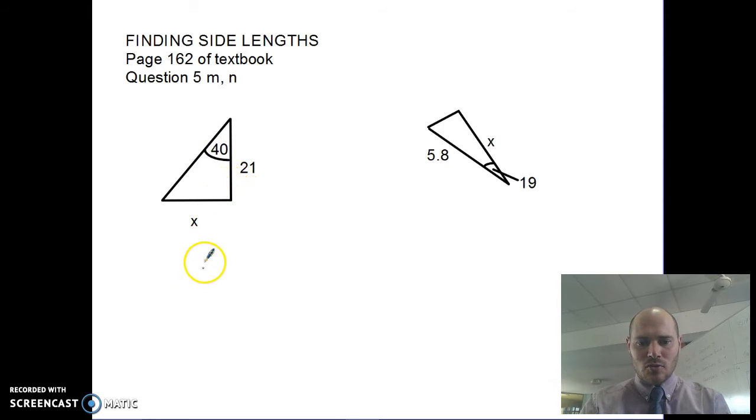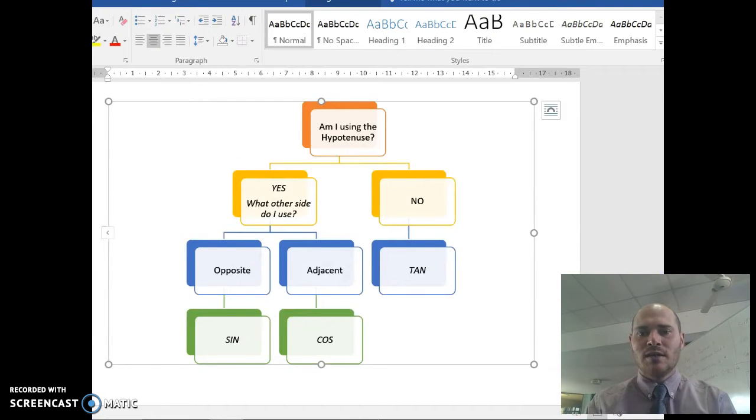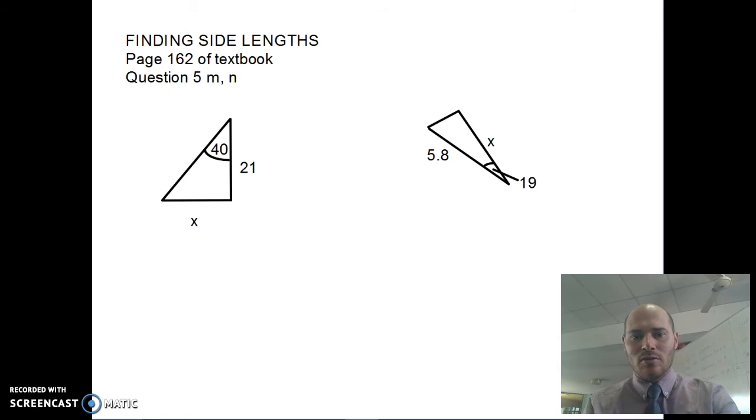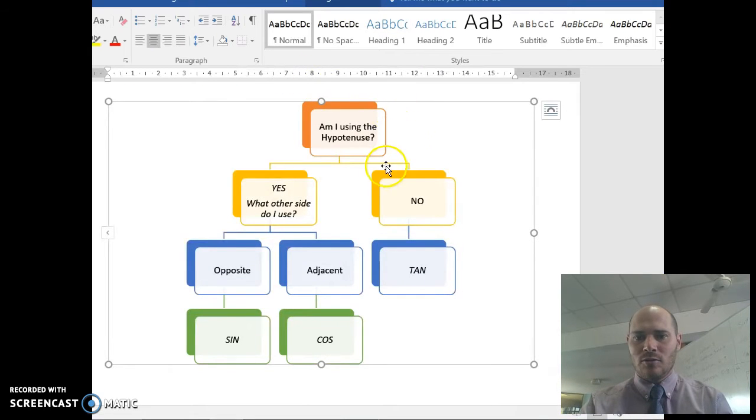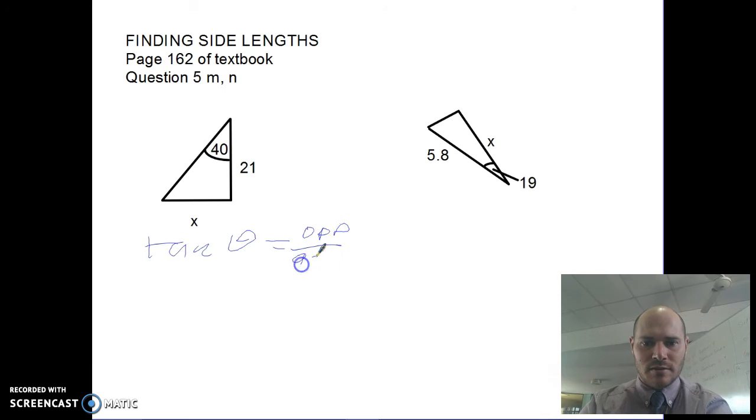So as always, first thing I'm going to do is I look at my little flow chart here to say, how do I know which ratio I'm using? So first question I ask is, am I using the hypotenuse? And so when I look here, my answer is clearly no, I'm not using my hypotenuse. So according to my flow chart, if I'm not using my hypotenuse, then I have to be using tan. So straight away, I can start off by writing my tan rule, which is tan of the angle equals opposite over adjacent. Now I need to fill in my blanks.